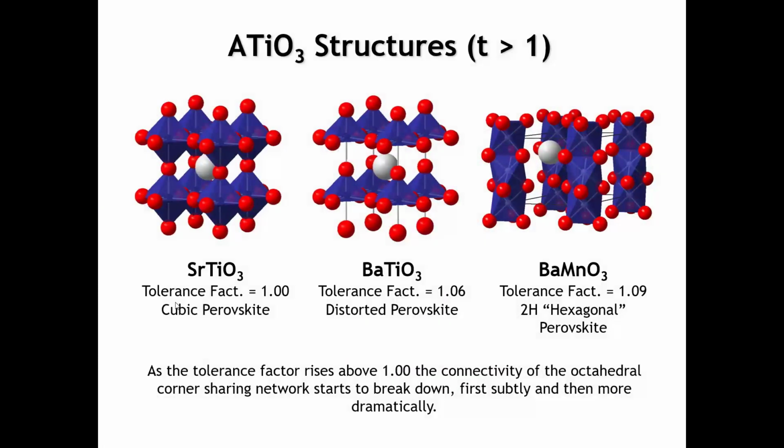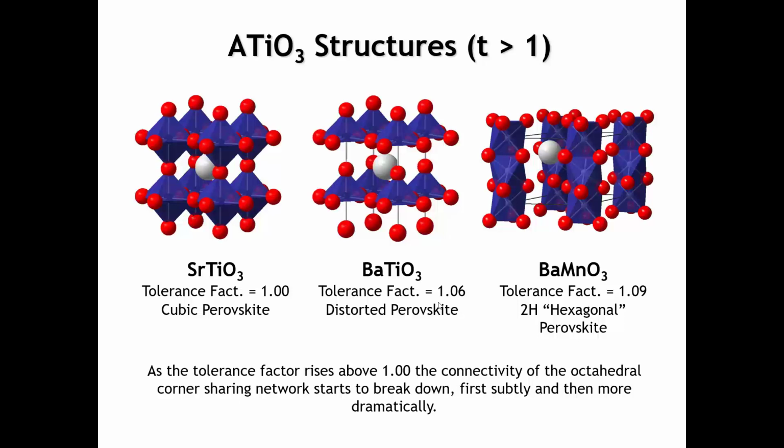So let's first talk about what happens when the tolerance factor is too large. For barium titanate, the tolerance factor is a little bit bigger than 1, and so that effectively stretches the octahedron out, and because of that, the titanium can shift off center of the octahedron. This creates a local dipole moment, and that's really important.